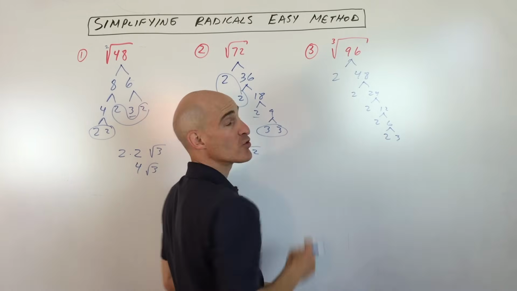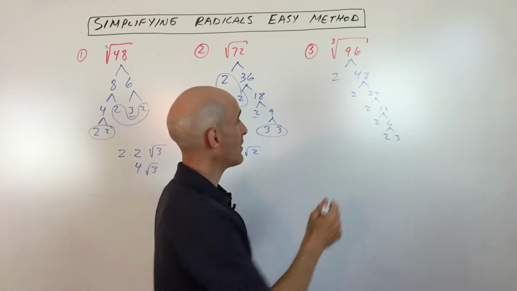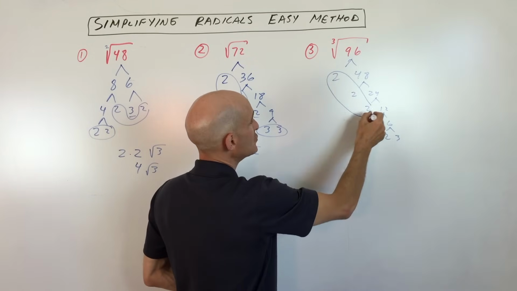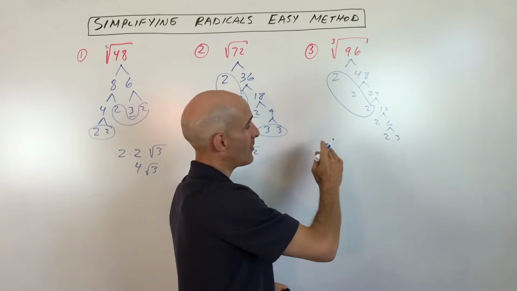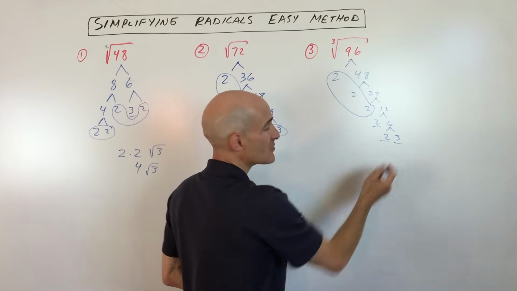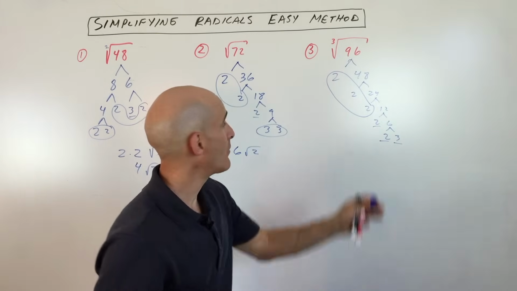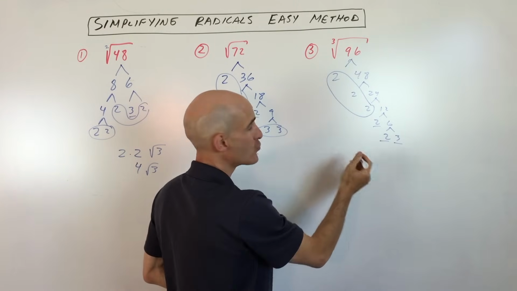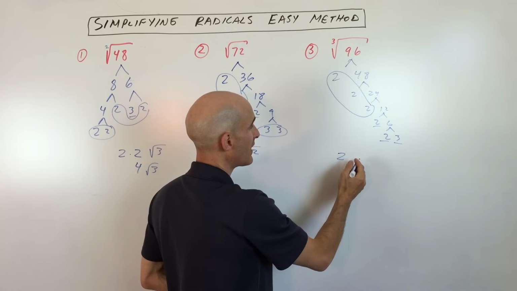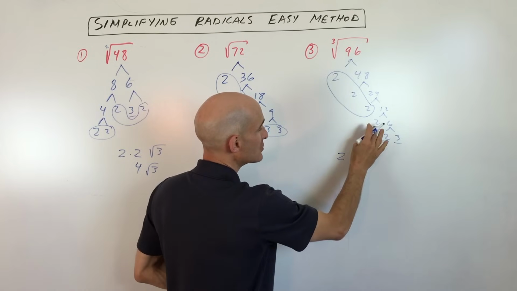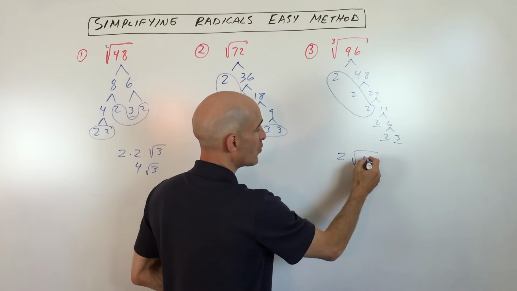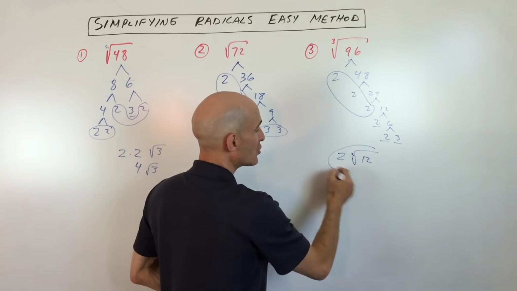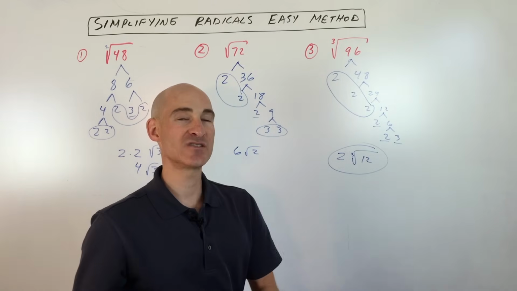We're taking the cube root, so we're looking for 3 of the same number. 2 times 2 times 2 is 8. The cube root of 8 is 2, right? Here we don't have enough to make another group of 3 of the same number, so we're just going to work with this one. Cube root of 8 is 2, so you can see for each group you just get one of that number, and then we're left with 2 times 2 times 3, which is 12. So this is 2 times the cube root of 12, and you've simplified it.